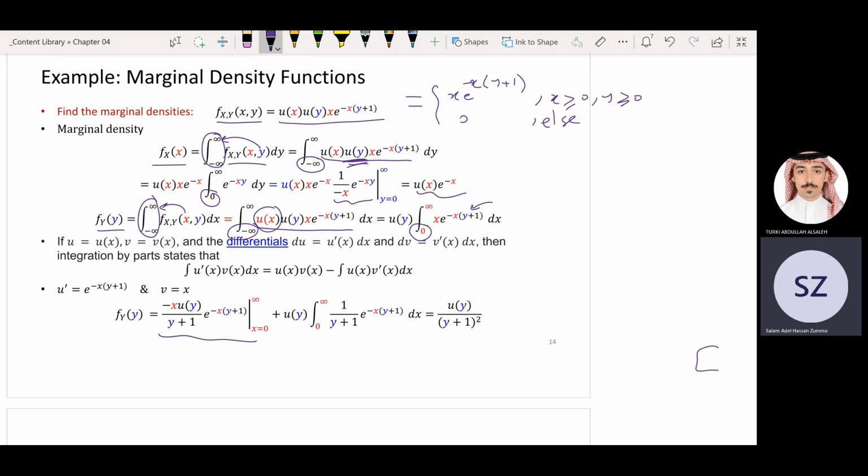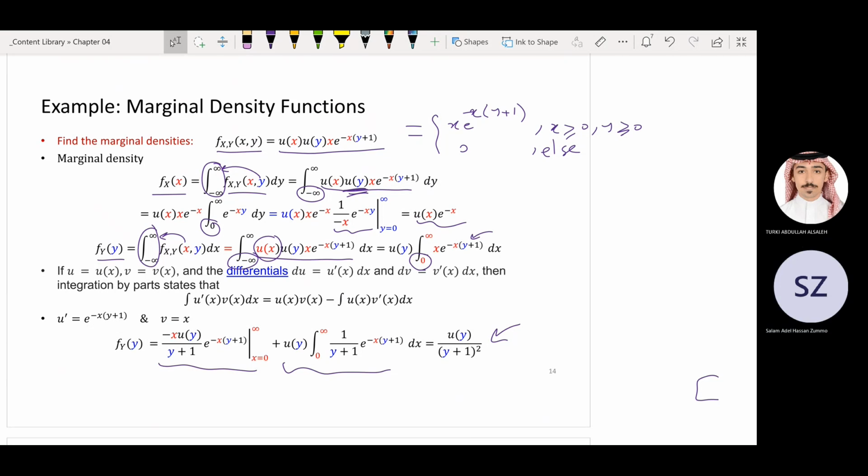Next page, maybe. No, here it is. Here, basically, is the integration by parts. These are the two parts, and you end up with this. Now this is called Cauchy. So the PDF of x is exponential. The PDF of y looks like a Cauchy. Okay? Right.